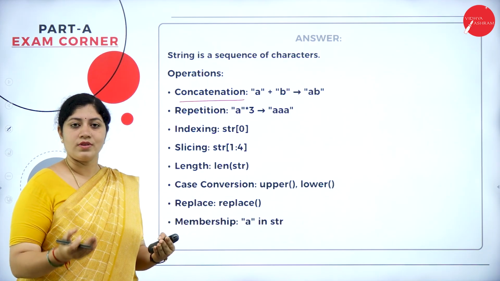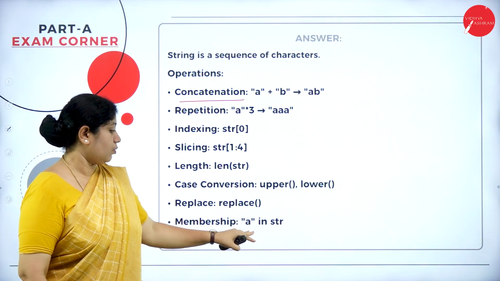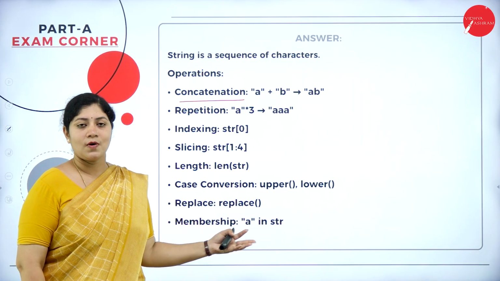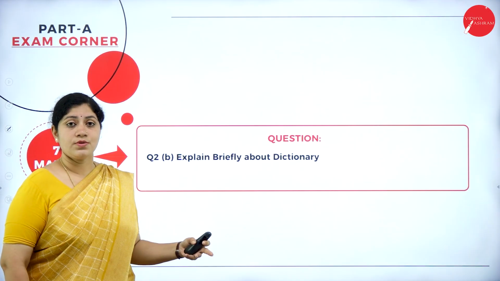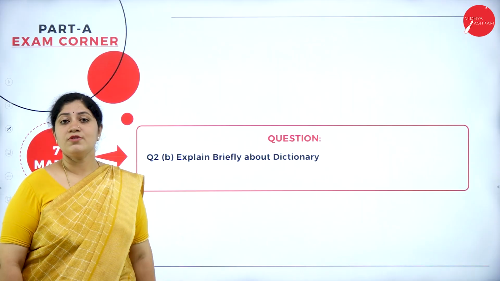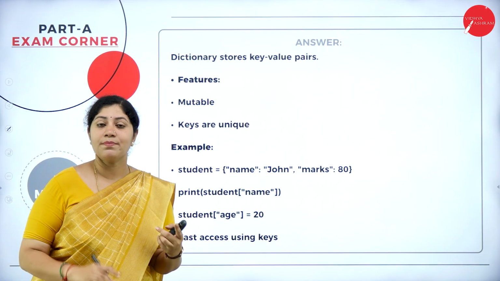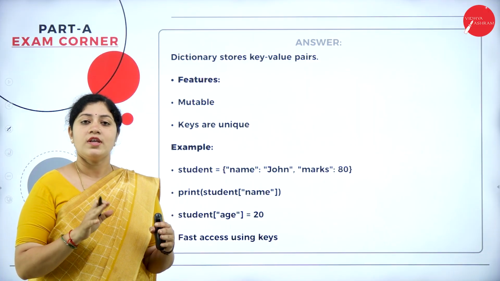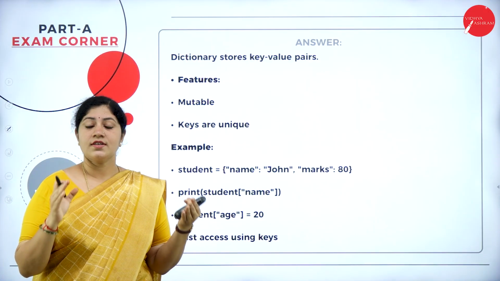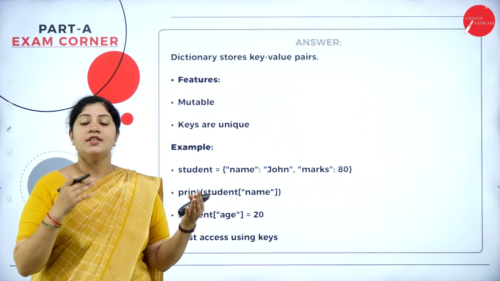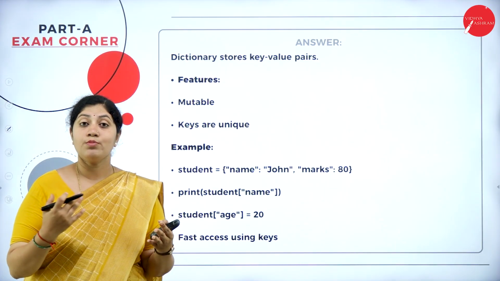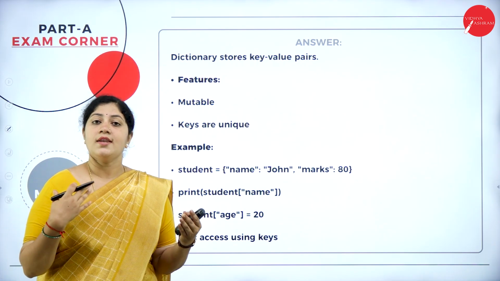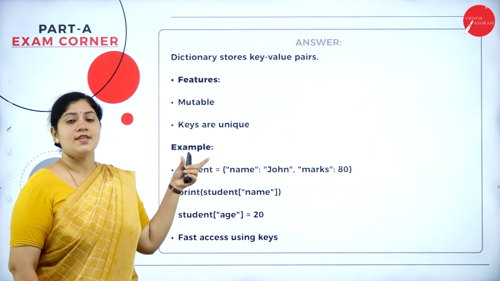We can even check whether a string is a member of that variable or not. It is dependent on the user instruction. So over here, we can check that A is present in the string. So all these things can be done. Next question is explain briefly about dictionary. Dictionary means the main thing that comes to our mind is a key value pair, correct? Now, in that key value pair, we know that the keys are unique and these dictionaries are mutable, in the sense that any changes you want to make, you can do that. Okay, so this is a dictionary.